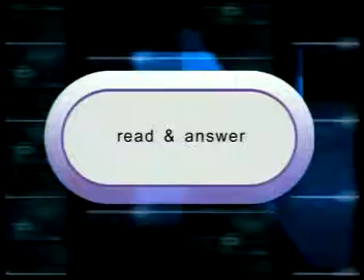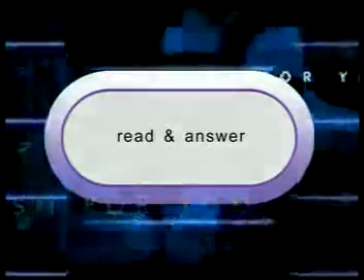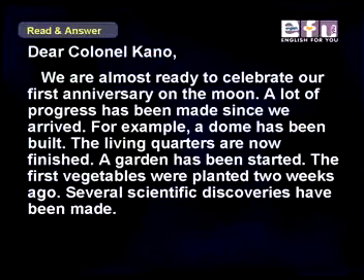Read the following letter and then answer the questions. Read and answer. Dear Colonel Kano, we are almost ready to celebrate our first anniversary on the moon. A lot of progress has been made since we arrived. For example, a dome has been built. The living quarters are now finished. A garden has been started. The first vegetables were planted two weeks ago. Several scientific discoveries have been made.